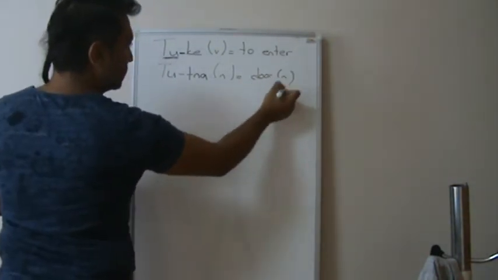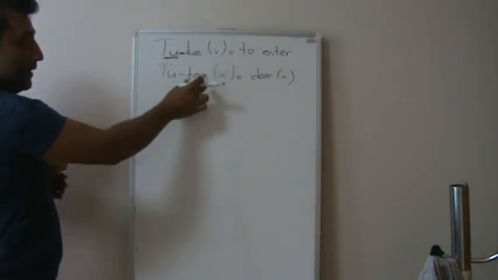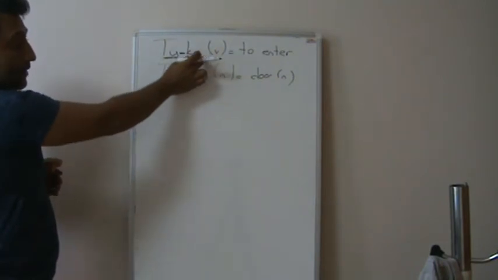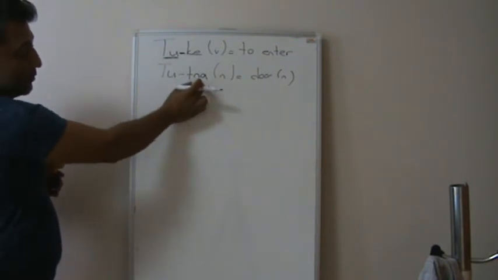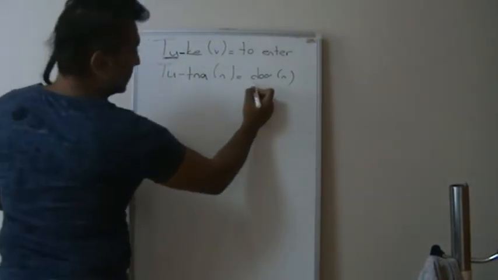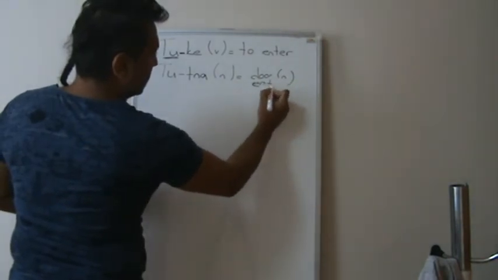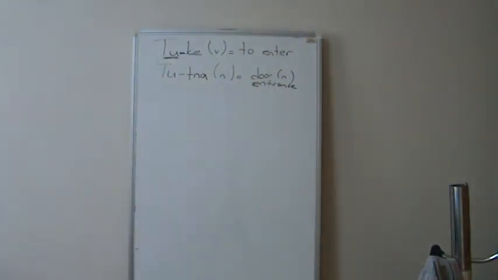You see, there's a close relation between the verb and the noun. We can easily make the verb a noun by simply adding a suffix to the verb root, as you can see here. So, tutna means a door or the door, or can we say an entrance? Door or entrance, or the entrance, or an entrance.